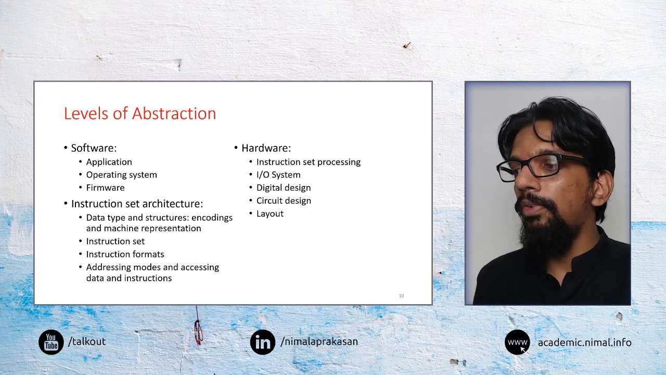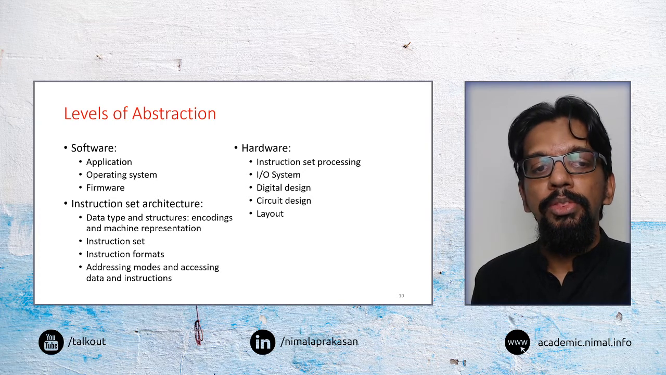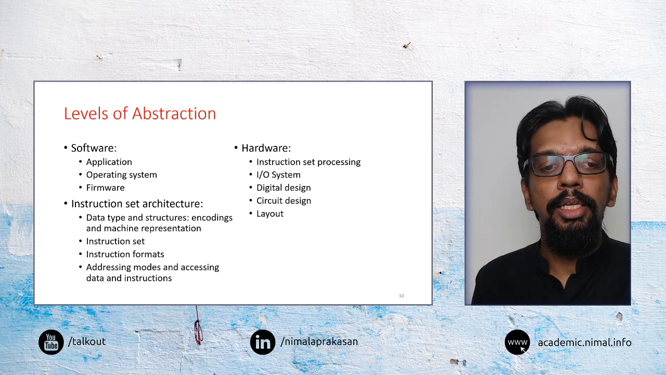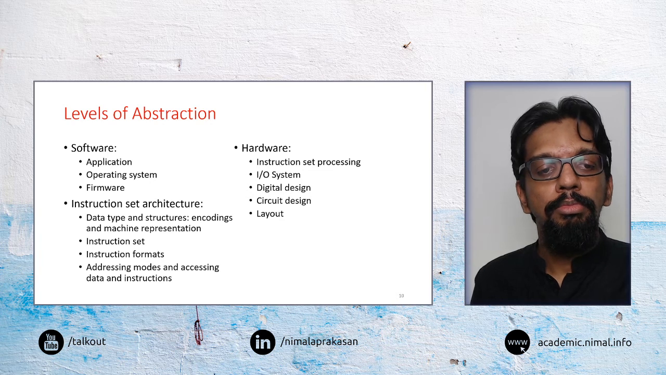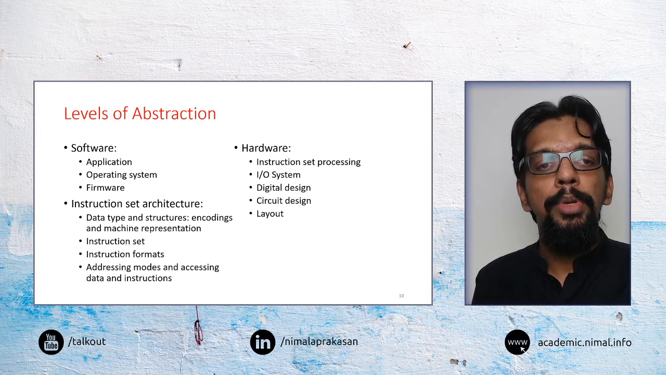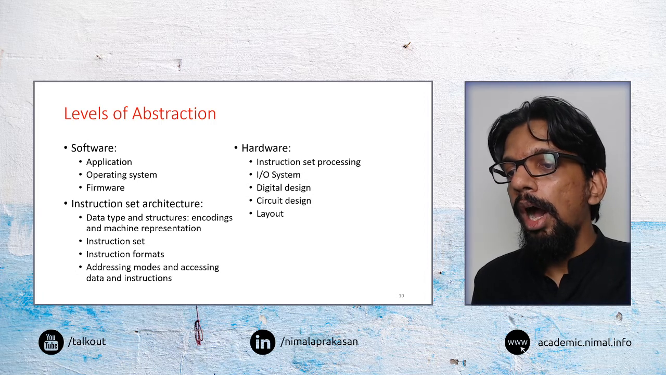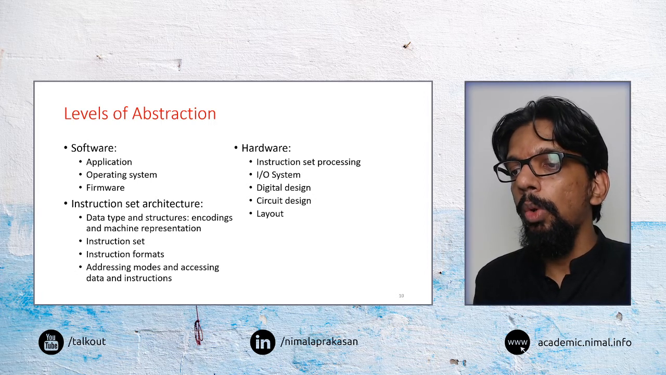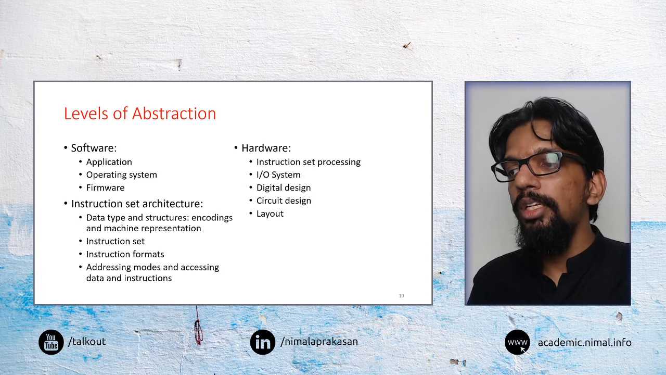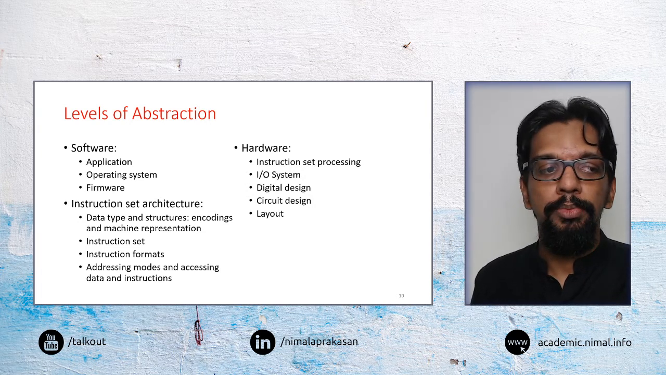The third set of abstraction is what we can call the instruction set architecture. This is basically the data types and various instructions that are going to bridge the gap between software and hardware. For example, how an application software can talk to a hardware. That is what will be given in the instruction set architecture.